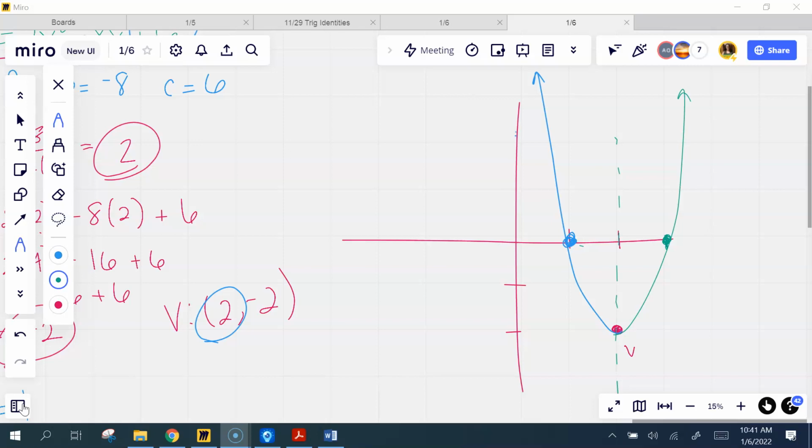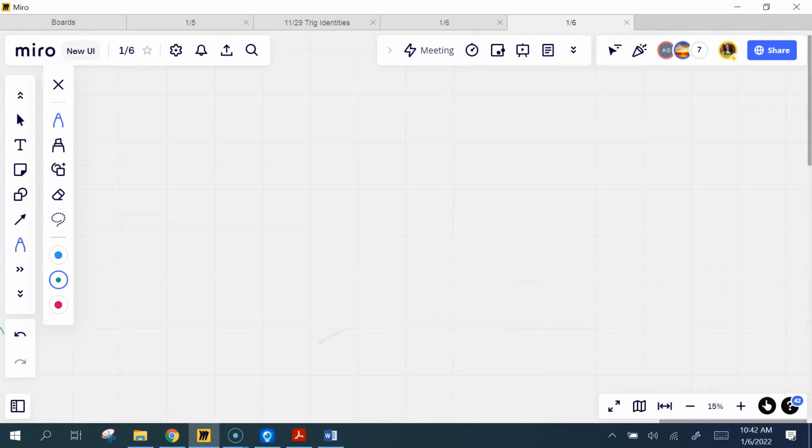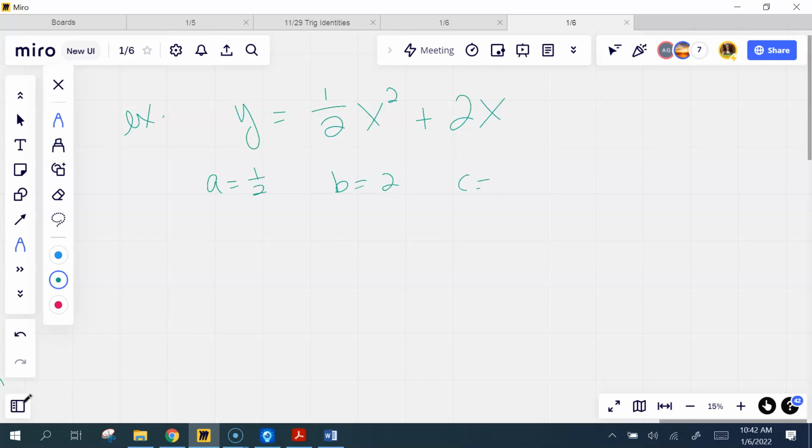So let's flip it over. The first one is worked out for you all the way through from start to finish using the steps provided there. So let's work out the example, and let's see what happens. One half x squared plus 2x. Tell me what you know. Okay, we'll do A, B, and C. So what is A? What's B? What's C? Tell me what you know about the graph.